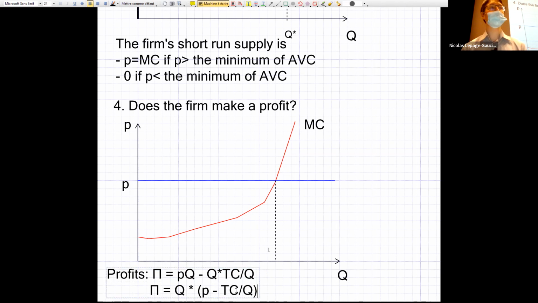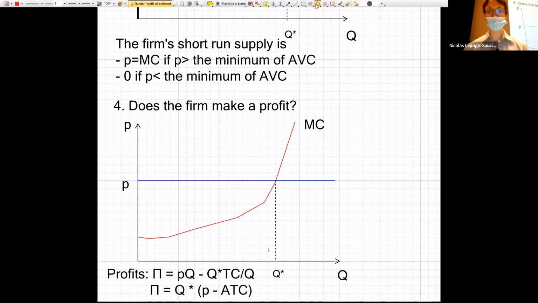And what is total cost divided by Q? Yes, exactly. Average total cost. So the profit is the quantity multiplied by this difference there. It's going to be positive if the price is above the average total cost. It's going to be negative if the price is below the average total cost. And of course, always at the quantity such that price equals marginal cost.